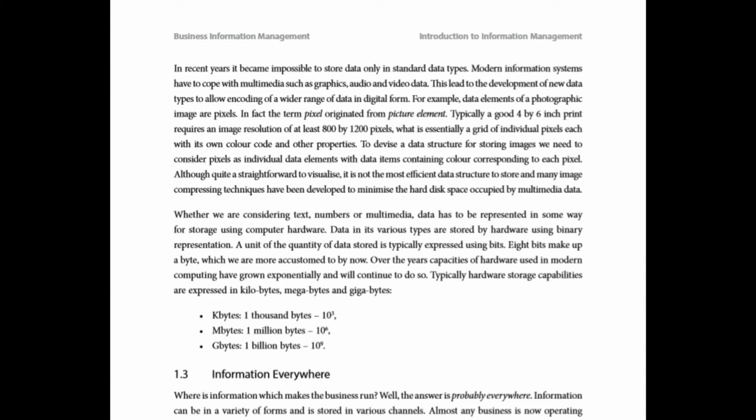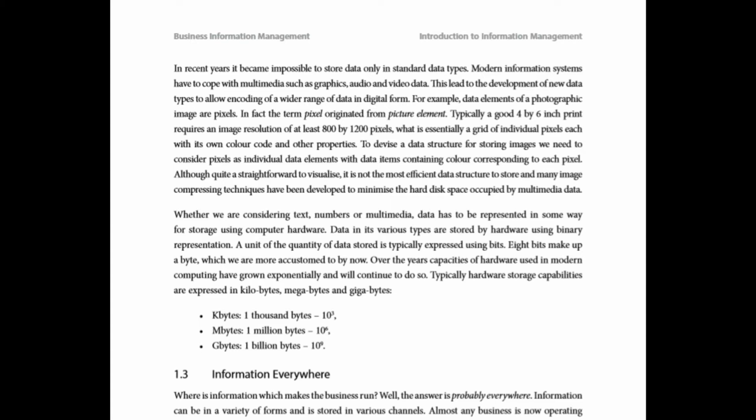For example, data elements of a photographic image are pixels. In fact, the term pixel originated from a picture element. Okay, we have talked about the element when we are talking about the data item, data element, and data structure. So when we're talking about the record, in this case, pixel originated from picture element.